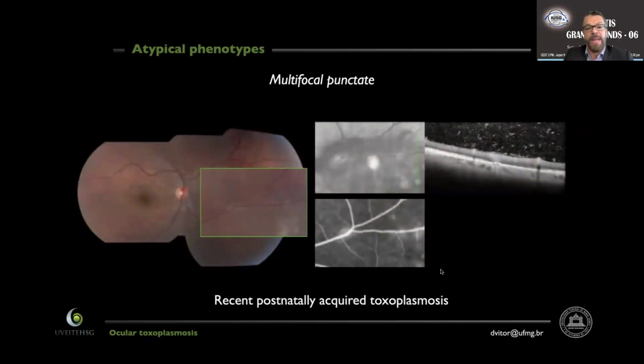which we hypothesize may represent the first entry of the parasite into the eye. But we have also seen this type of pattern in adults with recently postnatally acquired toxo. So this is from that paper that Laura showed recently. It's a patient that came to us. He had fever, malaise, generalized lymphadenopathy.